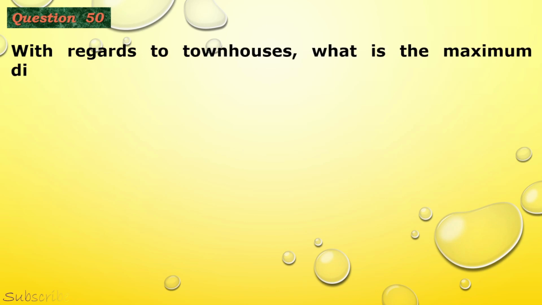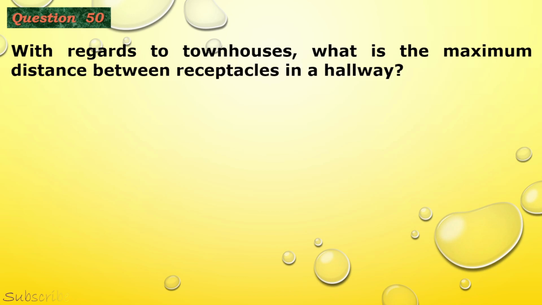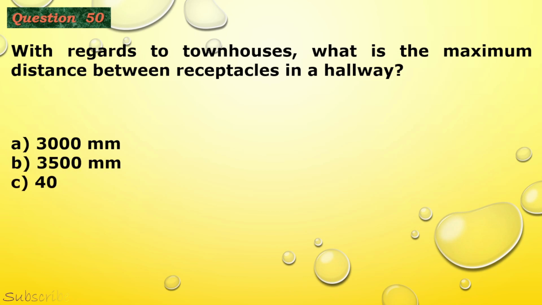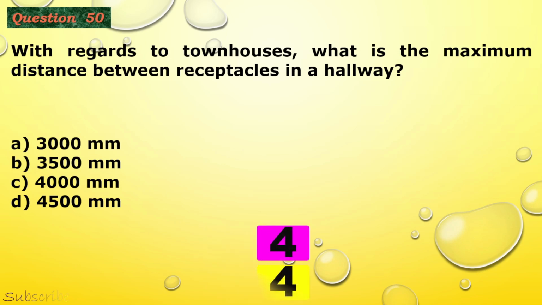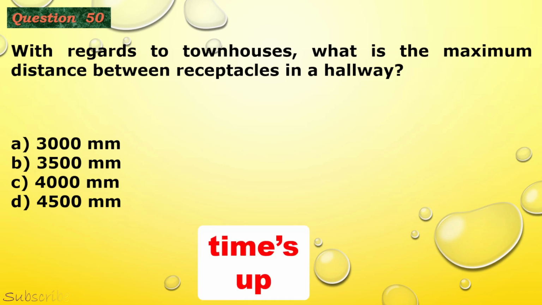Question number 50. With regards to townhouses, what is the maximum distance between receptacles in a hallway? A. 3,000 mm, B. 3,500 mm, C. 4,000 mm, D. 4,500 mm. The correct answer is letter A. 3,000 millimeters.